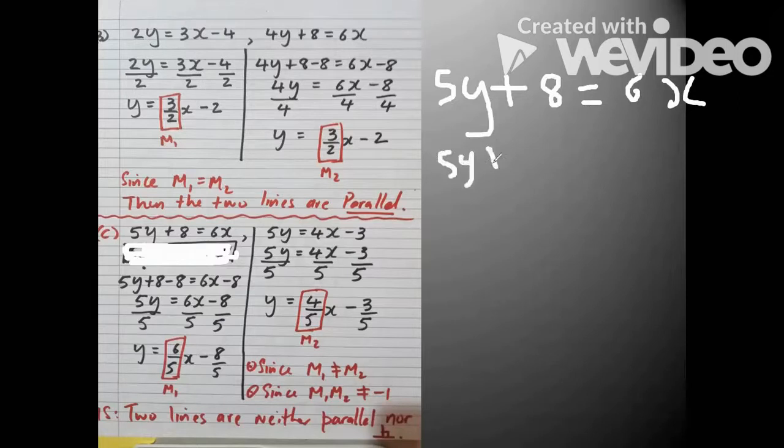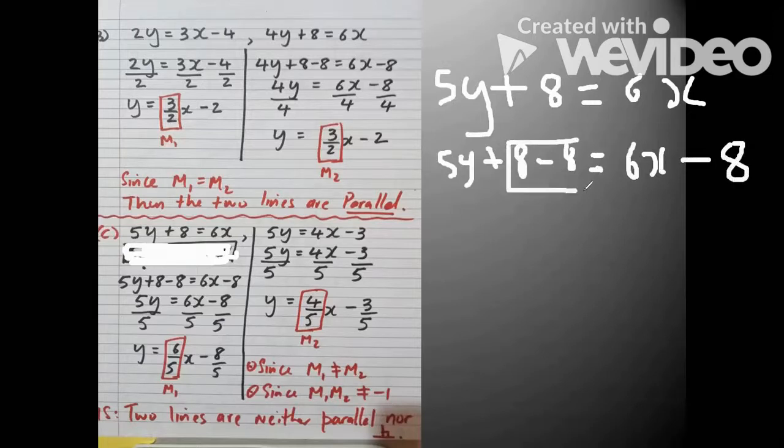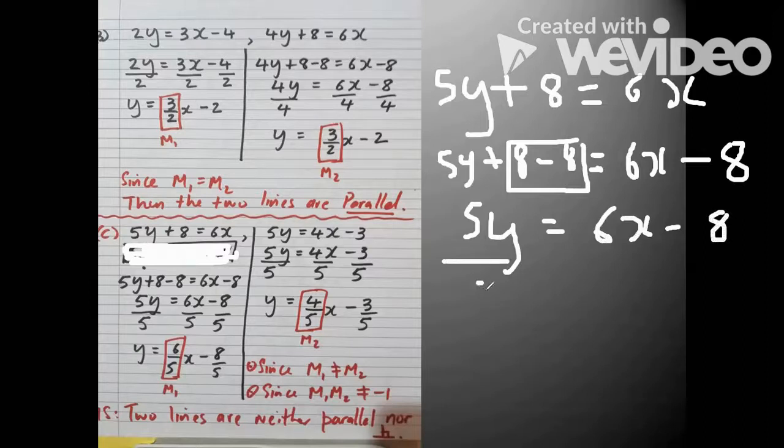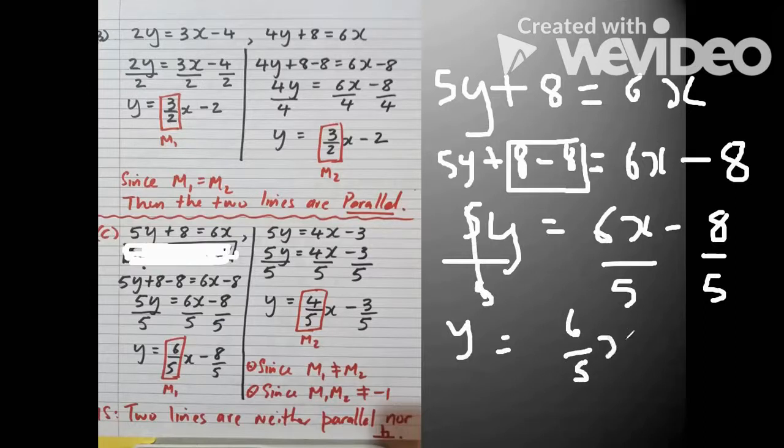What we do is we just subtract 8 from the left and 8 from the right. So this will give us 0. So we end up with 5y equals 6x subtract 8. Then we divide everything by 5 because we need it in the form of y equals mx plus c. So y is equal to 6 over 5 x minus 8 over 5.